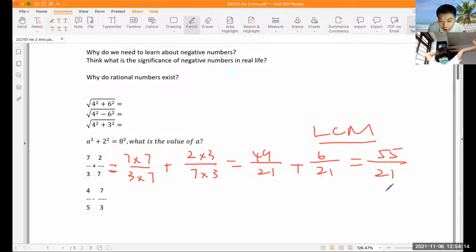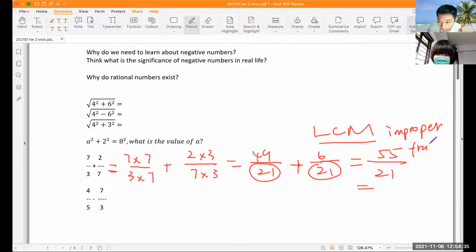Oh, by the way, I need to caution you. Some students, they add the denominator as well. You can't do it. For addition, you cannot. For subtraction, you also cannot. So therefore, this is an improper fraction. You need to convert into proper fraction. So if you use your calculator, you will get this.